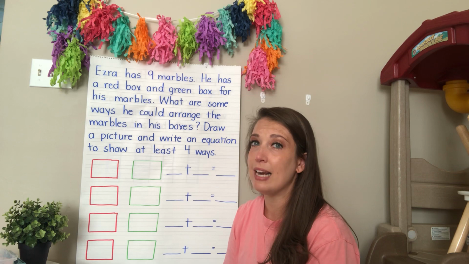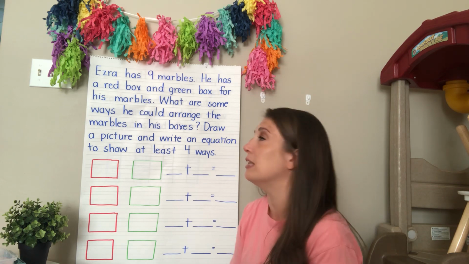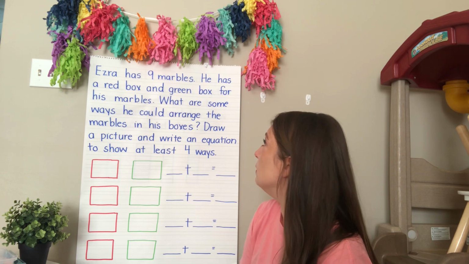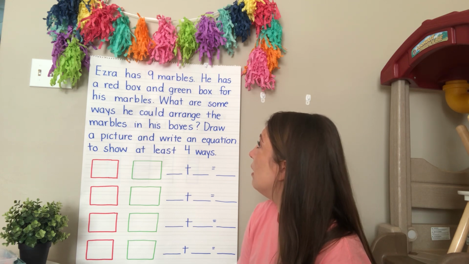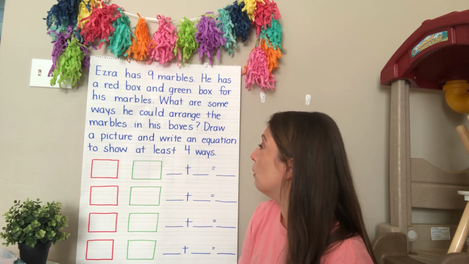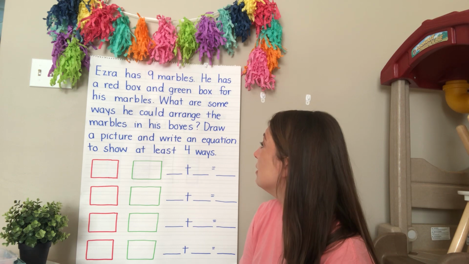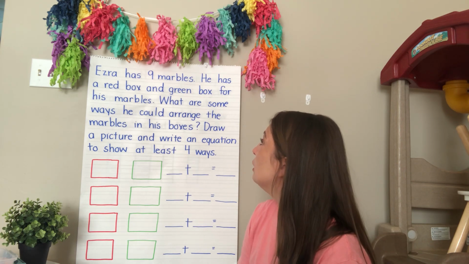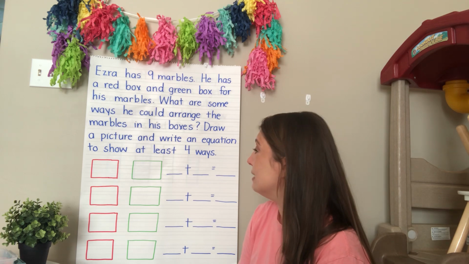Okay, I'm going to read that again, and I want you to continue to picture that in your mind. Ezra has 9 marbles. He has a red box and a green box for his marbles. What are some ways he could arrange the marbles in his boxes? Draw a picture and write an equation to show 4 ways.